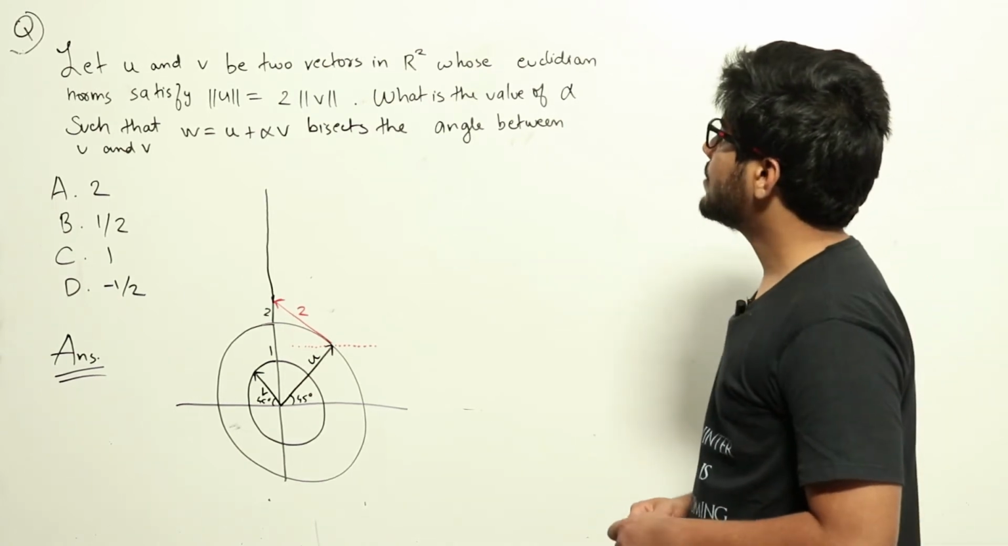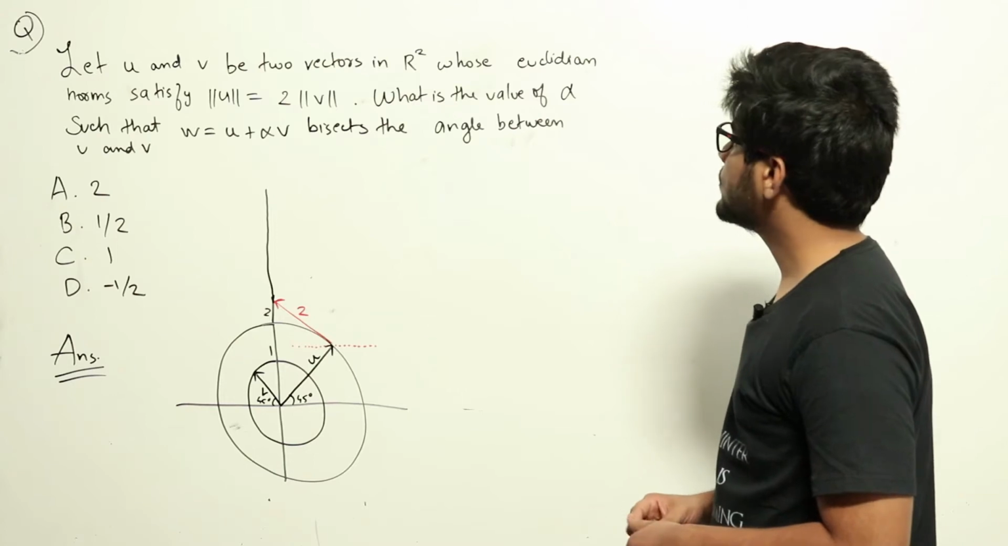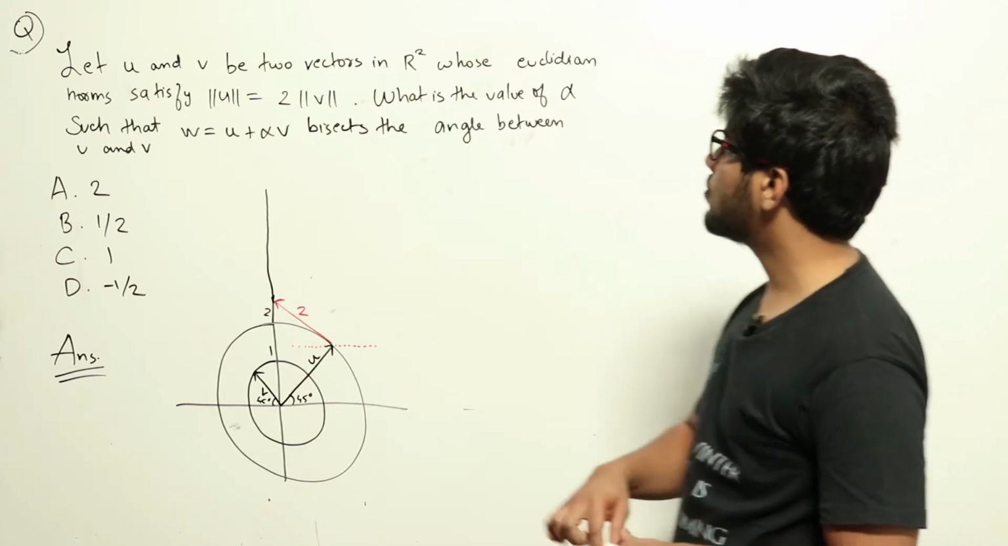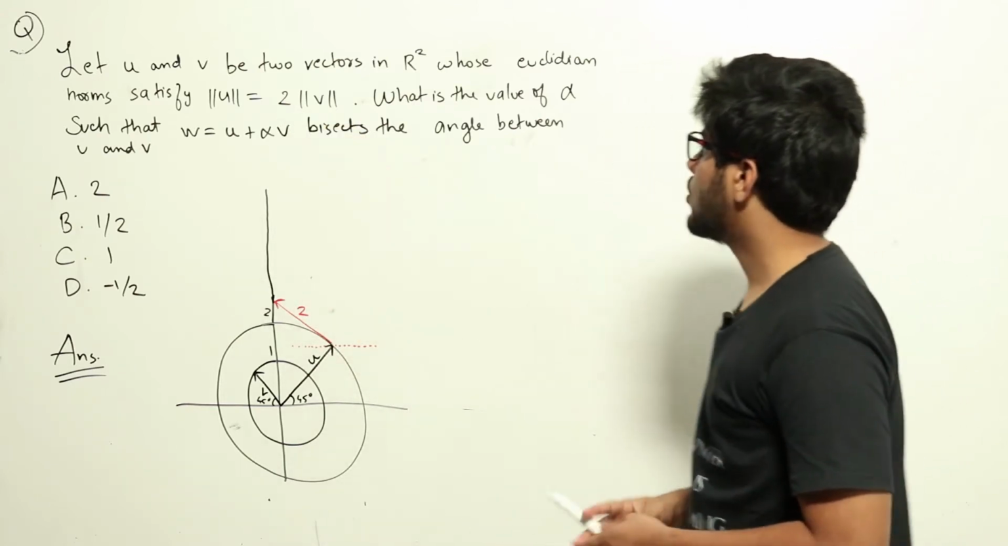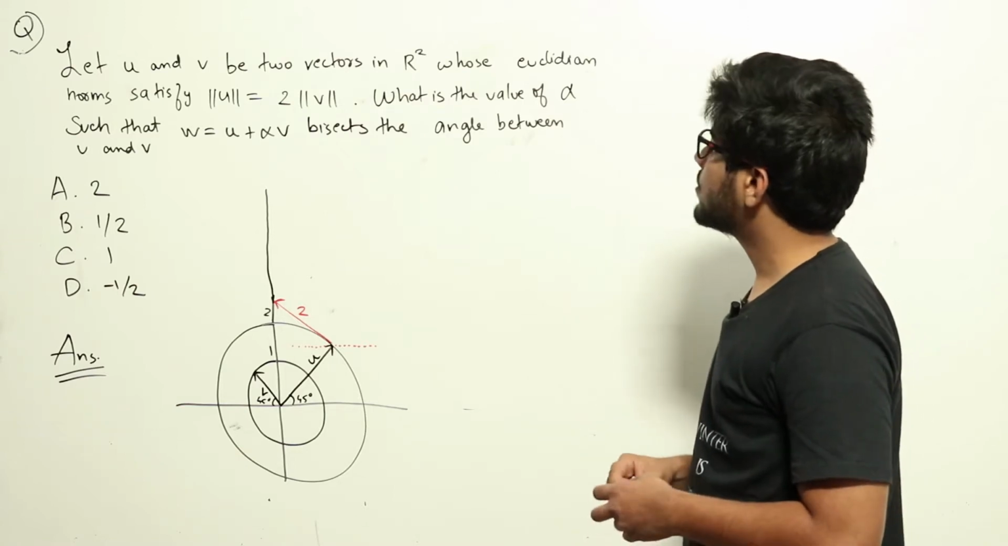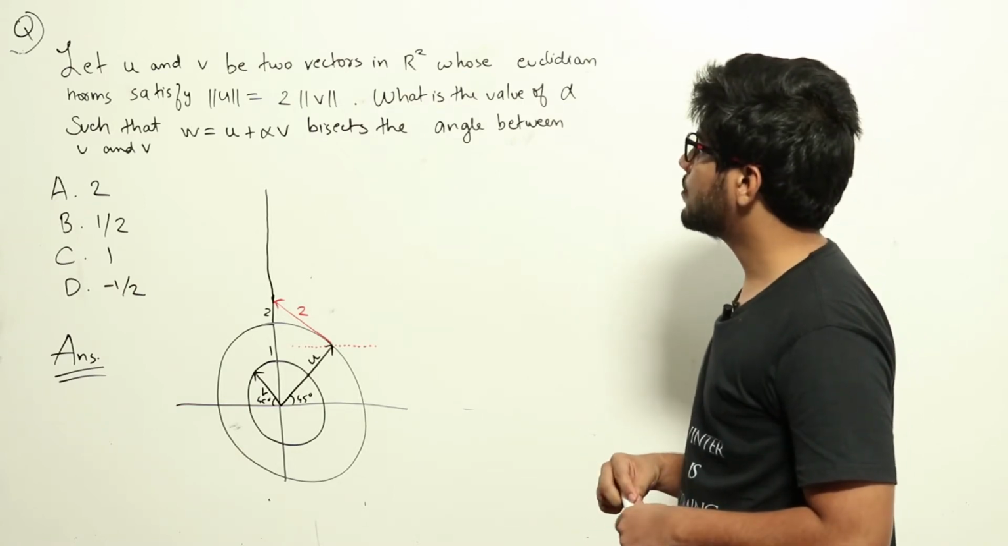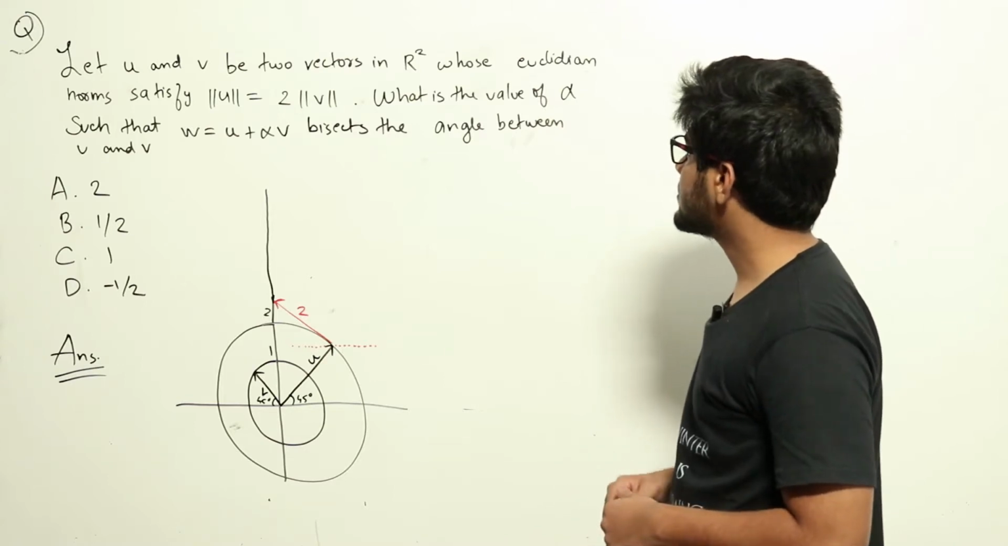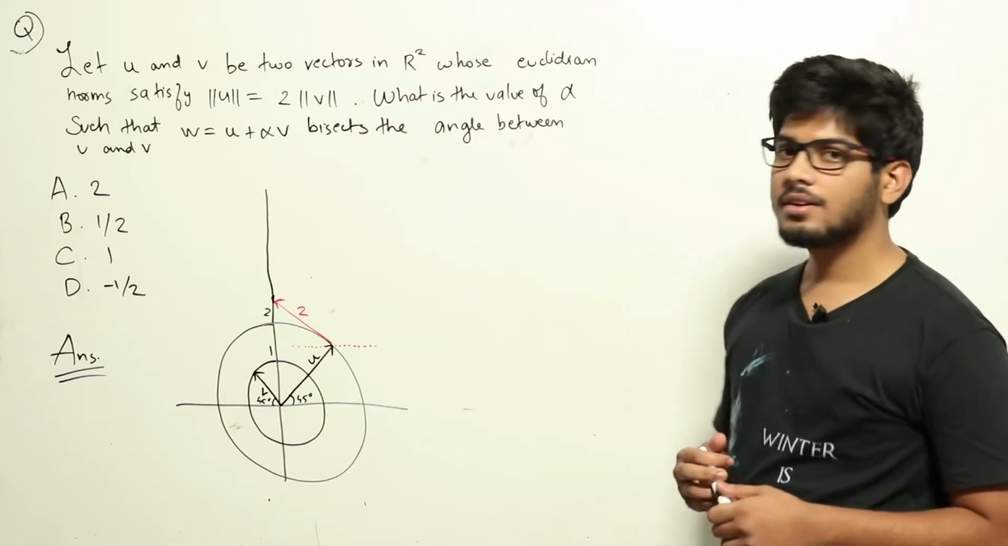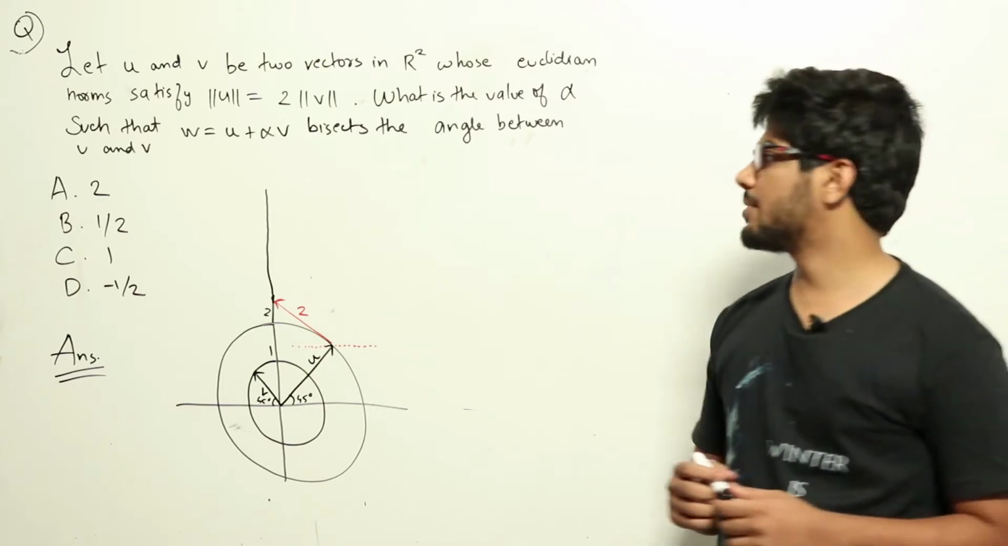Let u and v be two vectors in R square whose Euclidean norms satisfy norm of u equals 2 times norm of v. What is the value of alpha such that w equal to u plus alpha v bisects the angle between u and v? So this is a question regarding vector spaces.